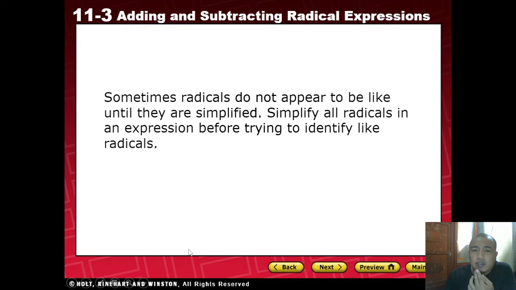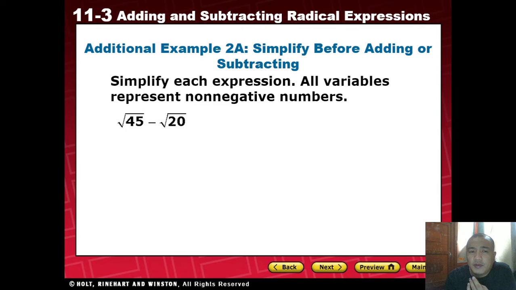Sometimes radicals do not appear to be like until they are simplified. Simplify all radicals in an expression before trying to identify like radicals. So simplify each expression. All variables represent non-negative numbers. Square root of 45 minus square root of 20. It appears that they are unlike radicals. But if we simplify this, we can show that they are like radicals.